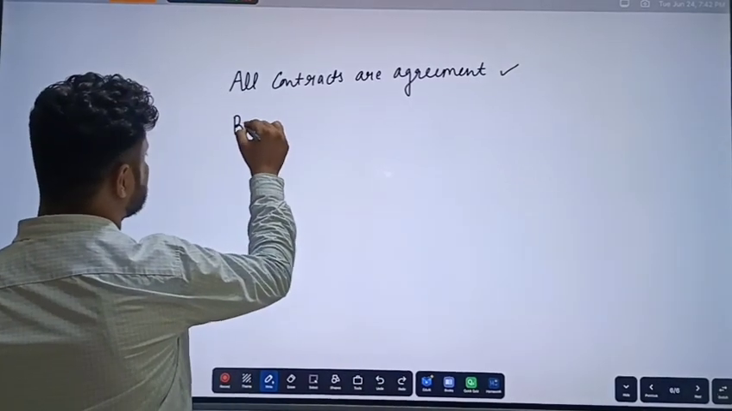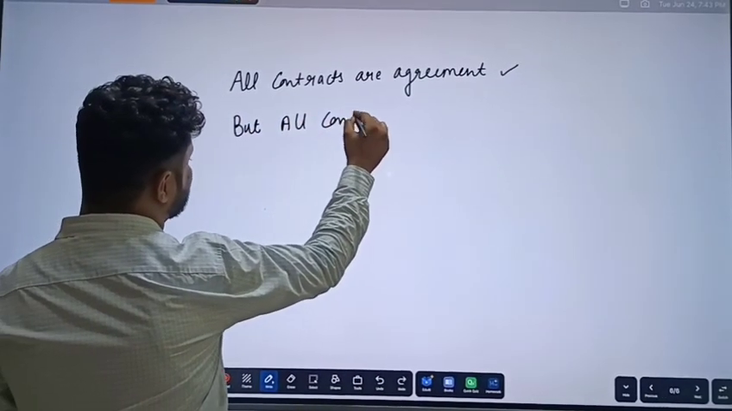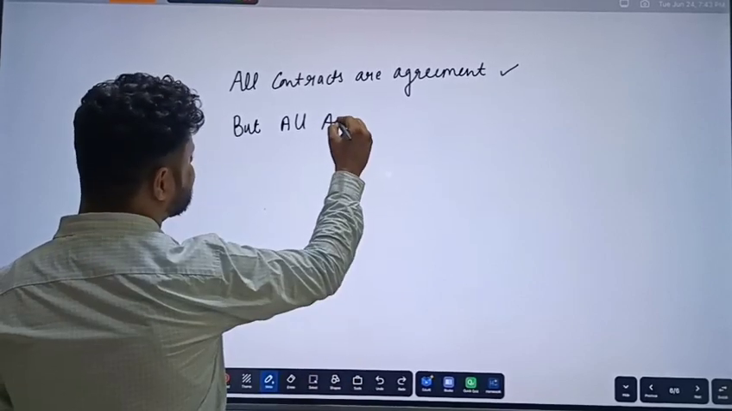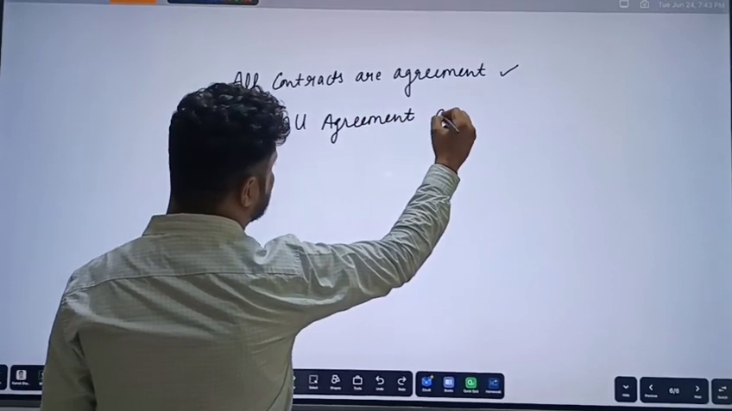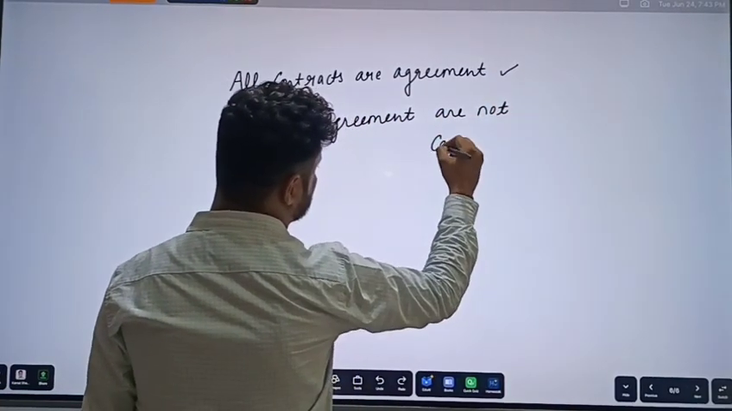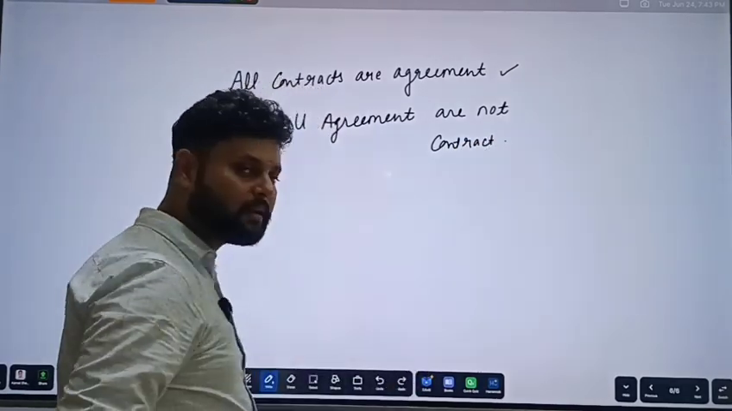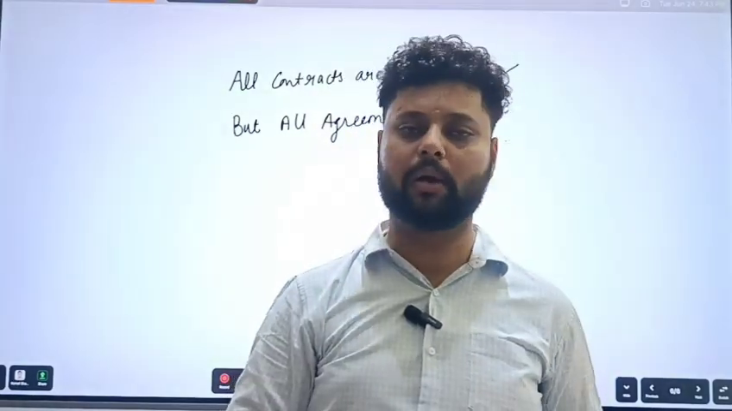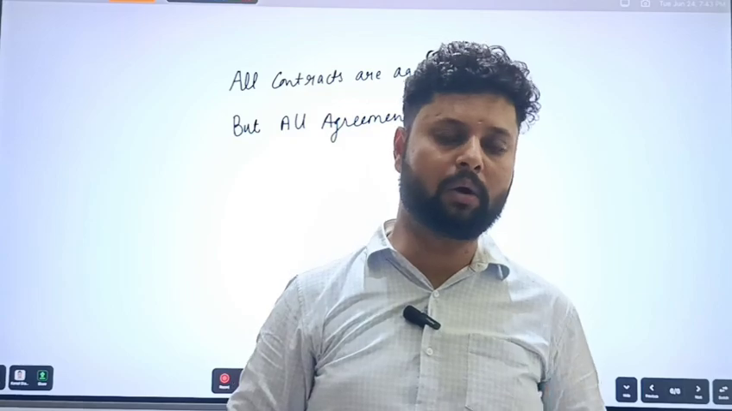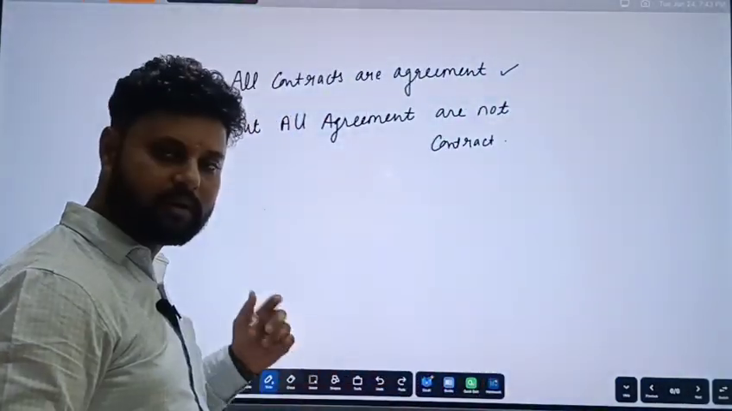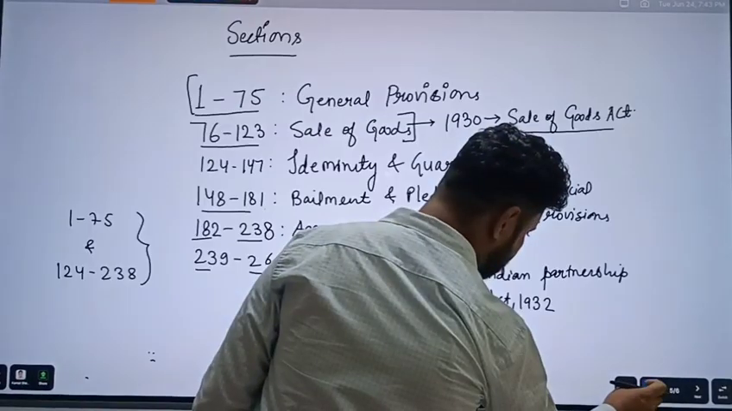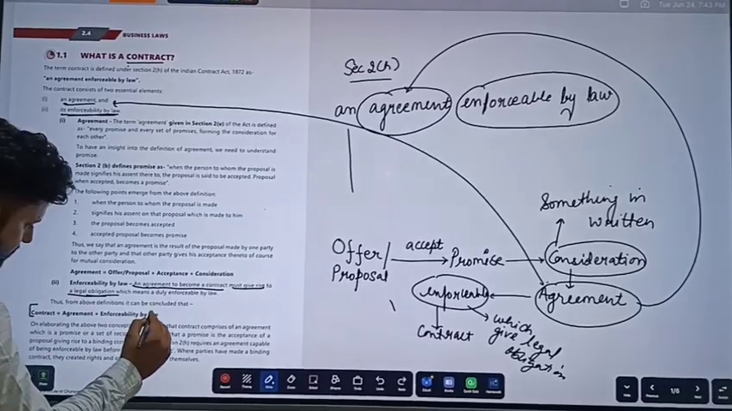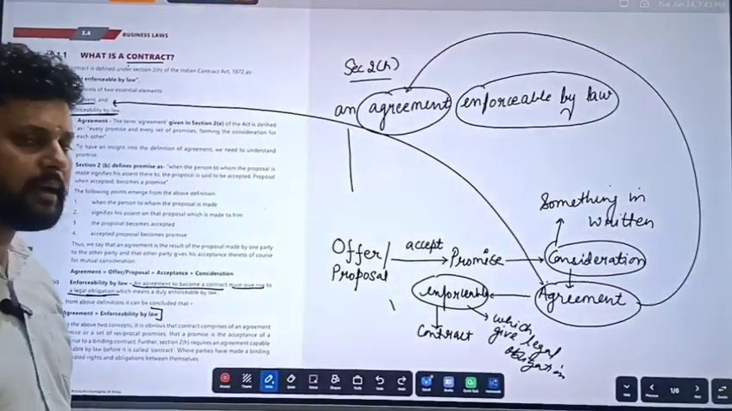But all agreements are not contracts. Why? Because an agreement may be enforceable or not enforceable. If the agreement is enforceable by law, it becomes a contract. If an agreement is not enforceable by law, it is not a contract. Okay, okay, sir. So again, coming to the book, contract means agreement plus enforceability by law.